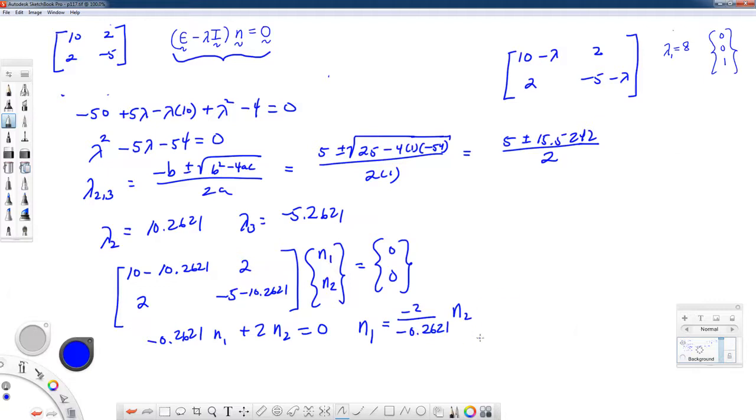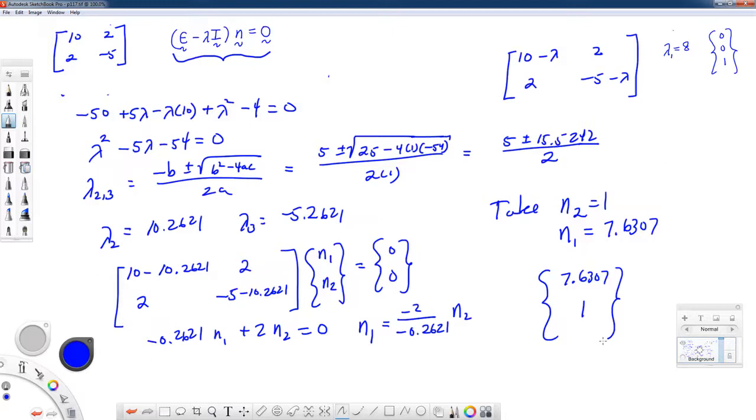Now I need to find an eigenvector, and in order to do that, I'm just going to assume that this component n2 is equal to 1. And if n2 is equal to 1, I do the math, then it'll turn out that n1 is equal to 7.6307. So now that means I have a vector that is component 7.6307 and 1. Now the third component will be 0, but we're not just doing the 2 by 2 problem right now.